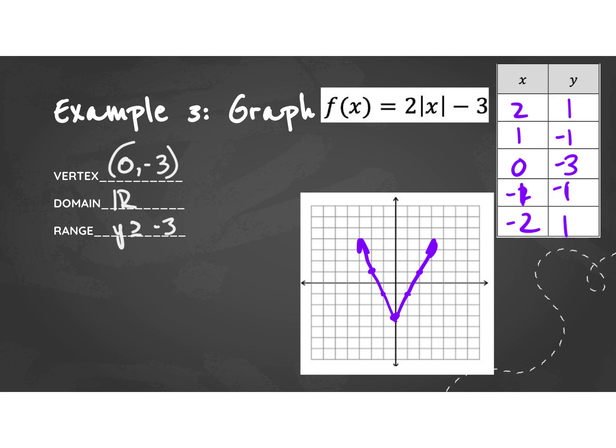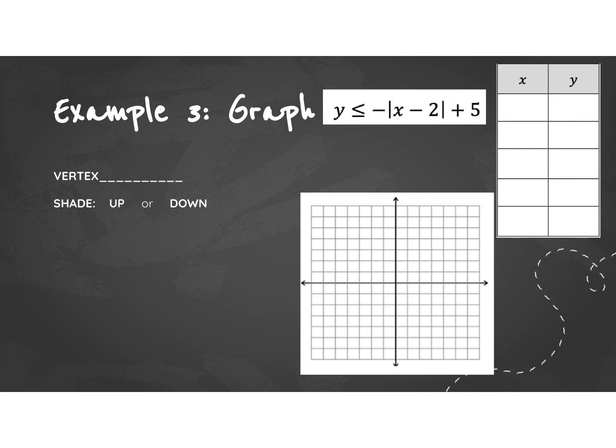Okay, so now let's change gears. These are just graphs. What happens when I throw in an absolute value inequality? Well, we're going to treat it pretty much the same. That means it's going to be solid. My vertex is going to be 2, 5. And because it's less than, I'm going to shade down. I'm going to shade in. I can always put in 0, 0 and see if that's a true statement.